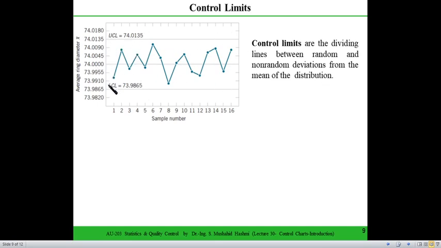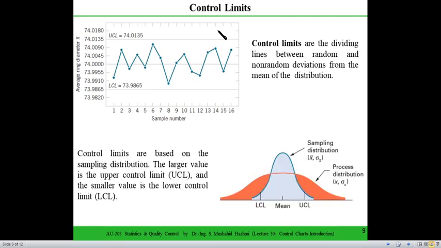If the points are within these control limits, the variations are random in nature, and if something happens across these limits, it would be due to certain special causes. As we have seen from the sampling distribution, control limits are based on the sampling distribution. The larger value is called the upper control limit, and the lower value is called the lower control limit.